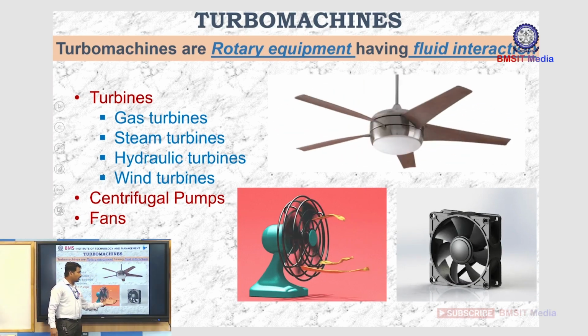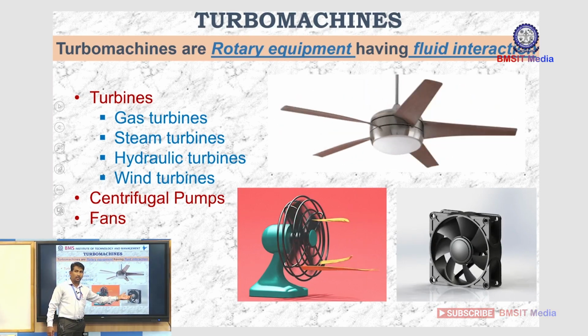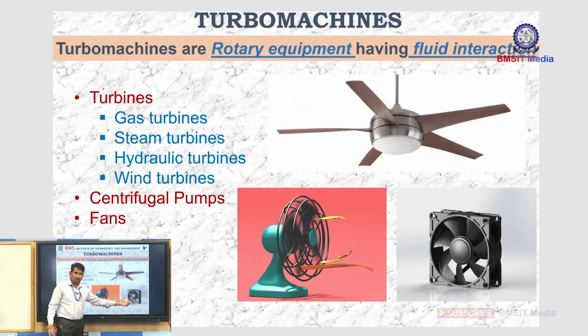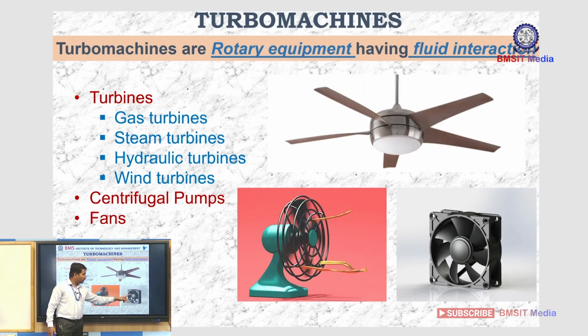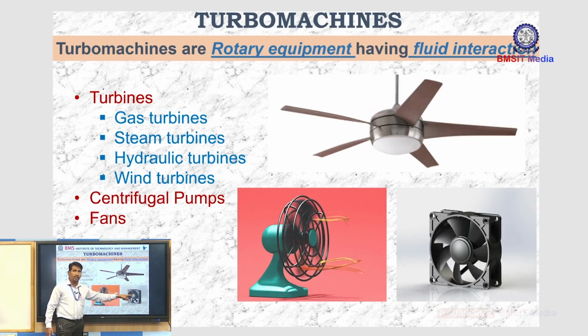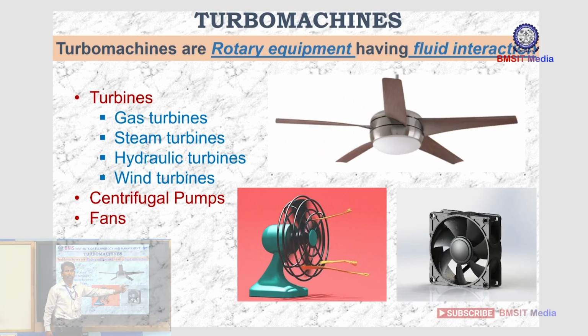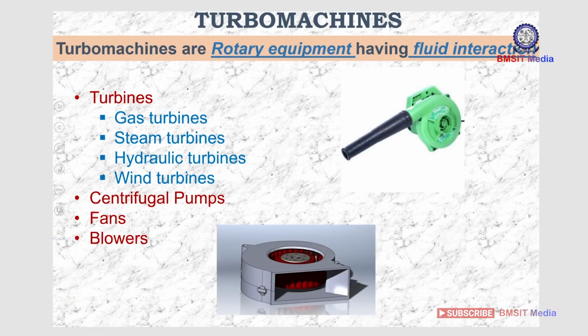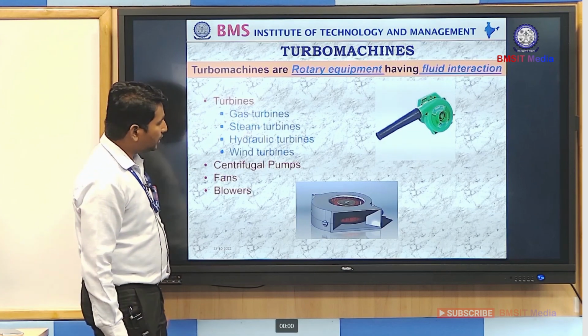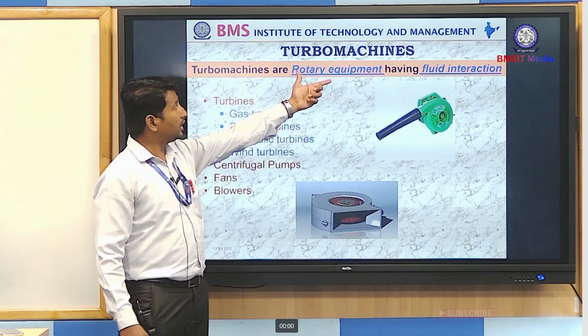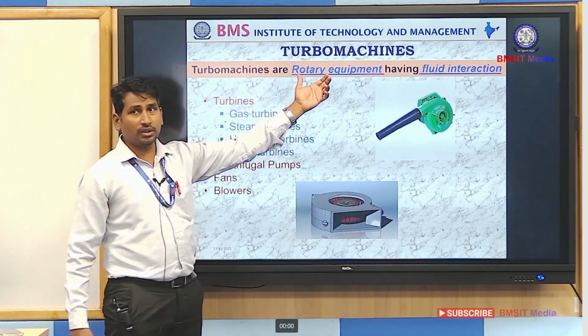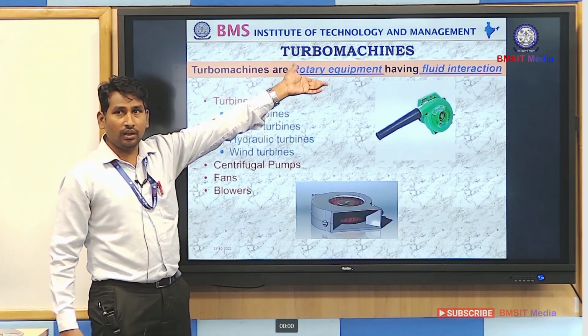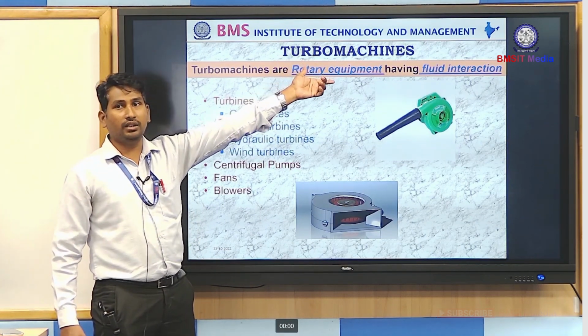Not only the ceiling fan and the table fan, you can also call PC cooling fans turbo machines, because here you can see the rotary motion as well as the fluid interaction. The fluid which is interacting here is air. Next we will see the blowers. A blower is also considered a turbo machine, because as the definition tells, if you want to call any equipment a turbo machine, it should have a rotary element and a fluid interacting with that.